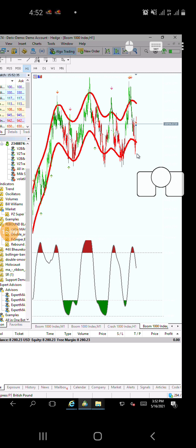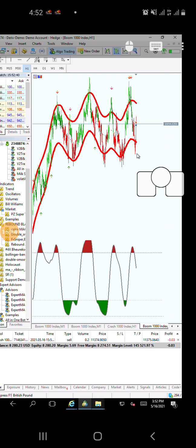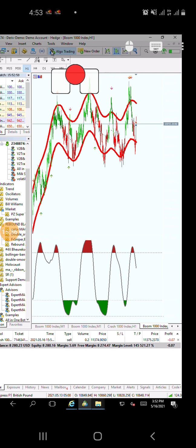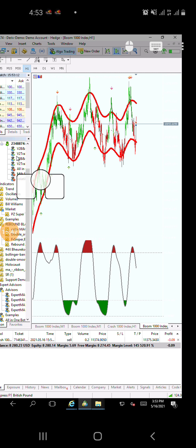To run the robot, it is not necessary to trade the Boom 1000 and Crash 1000 at the same time. If it is only the Crash 1000 that will give you entry, then it is only the Crash 1000 you'll be trading. You will not be trading the second index. But if it is the Boom 1000 that will give you entry, you turn off the other robot. There is a manual way of turning off the robots for each index. This one is for the general running of the robot. When you turn it on here, the two robots will be working. To turn off the robots manually, maybe you want to trade only the Boom 1000 and not the Crash 1000, we have a manual way of turning it off.